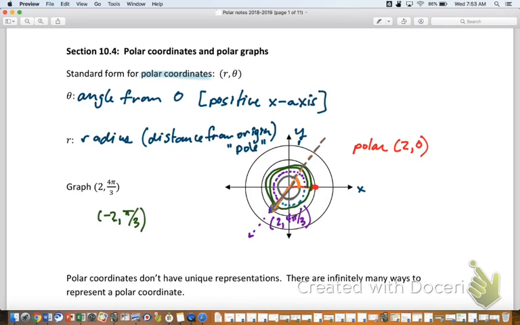Making sense? That's all this is about today. It's not so much about calculus yet. I might hint at it a little bit, but it's mostly about what is a polar graph and how's it made, what does it all mean. Okay.